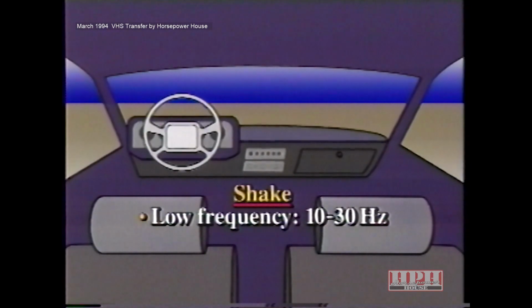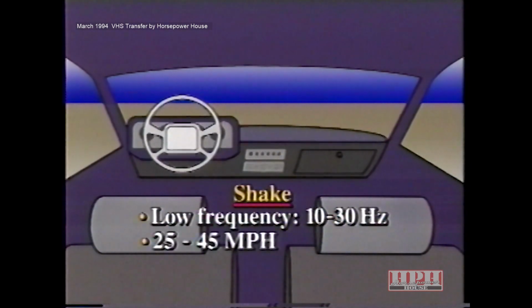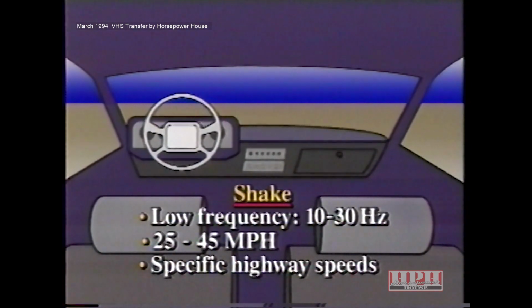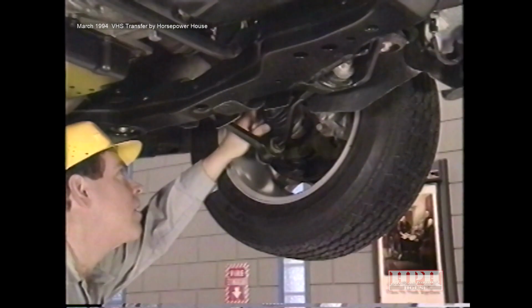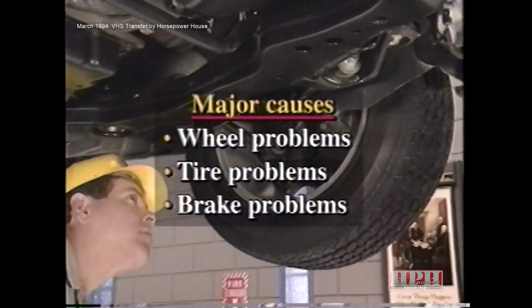Shake is a common vibration and is identified by severe vertical or lateral vibration of the body, seats, or steering wheel. Shake generally has a low frequency between 10 to 30 Hertz and occurs at speeds between 25 and 45 miles per hour. It also can occur at specific highway speeds. Shake symptoms are most often caused by wheel, tire, and brake area problems.